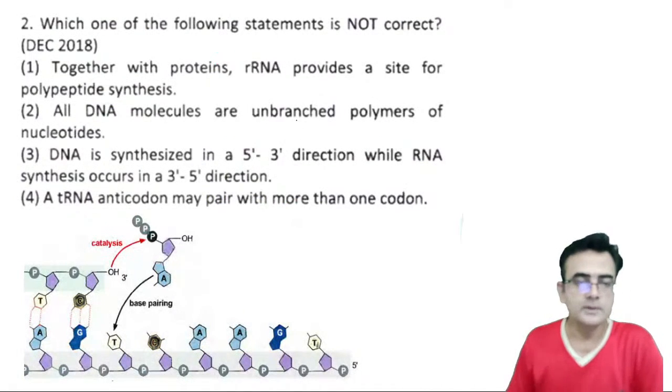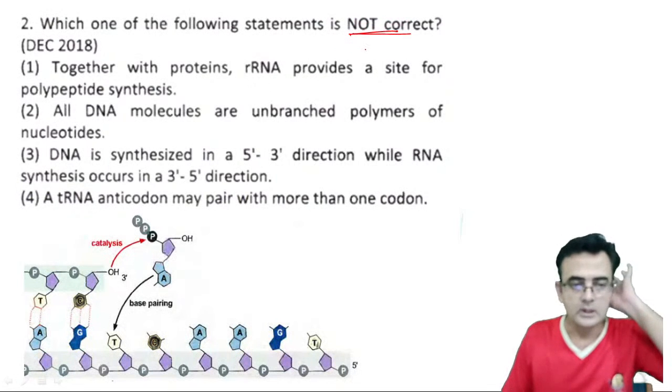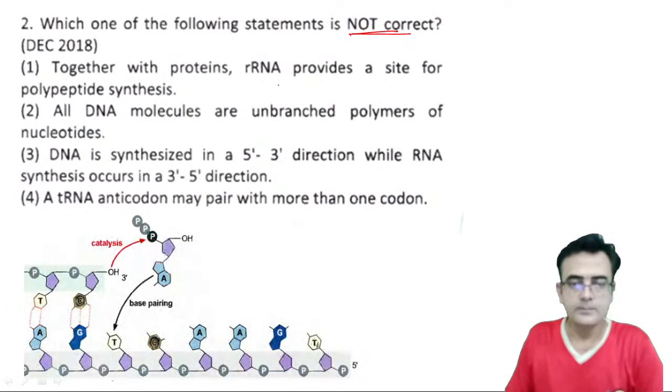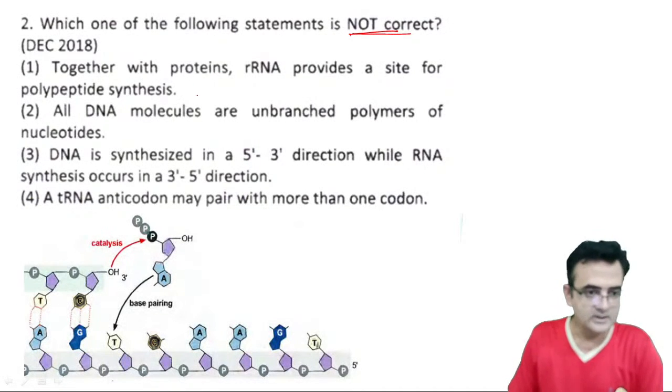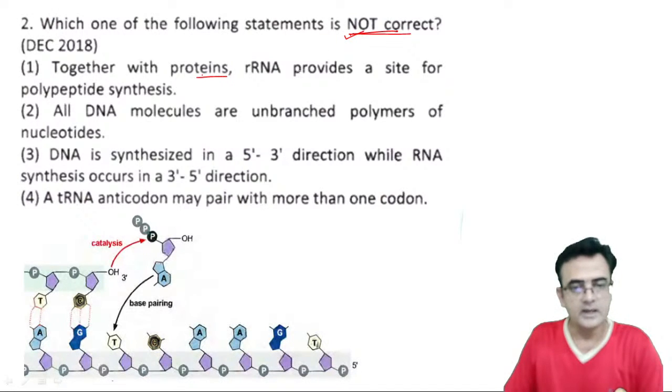Next question: which of the following statements is not correct? Be careful during these questions. Together with protein, RNA provides a site for polypeptide synthesis. All DNA molecules are unbranched polymers of nucleotides. Yes, DNA is an unbranched polymer, so this is correct.